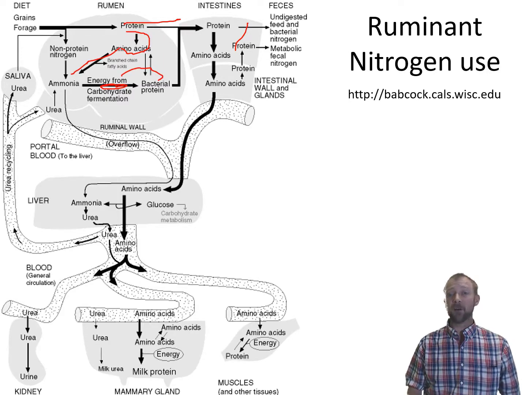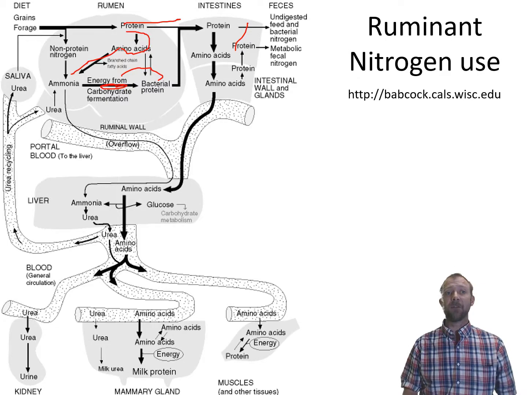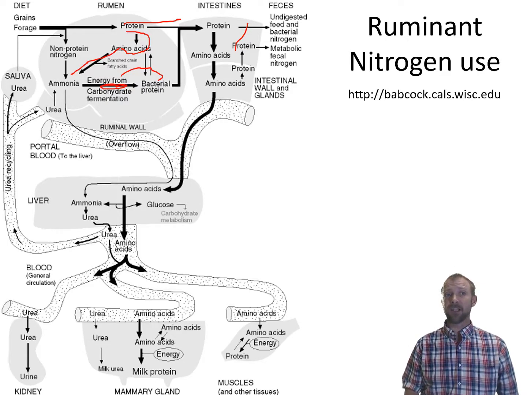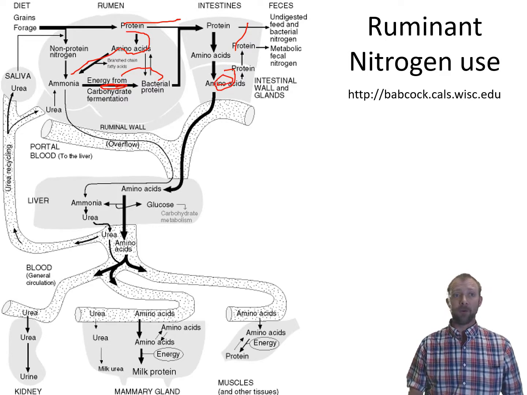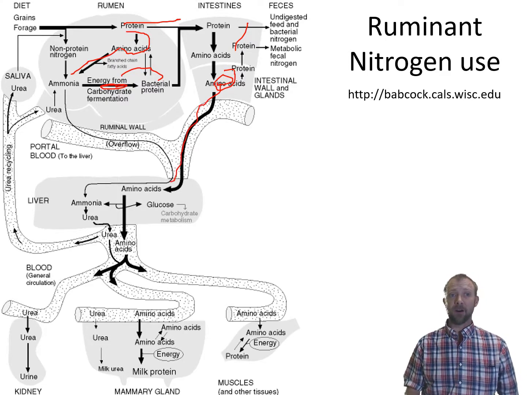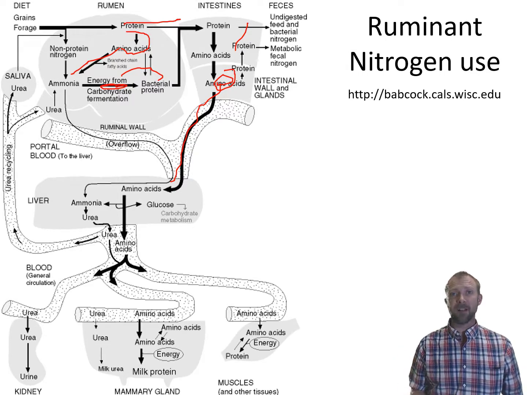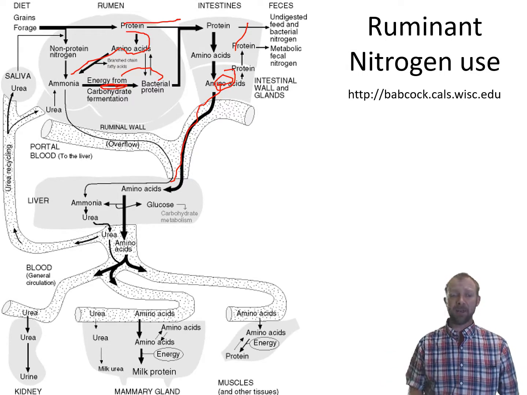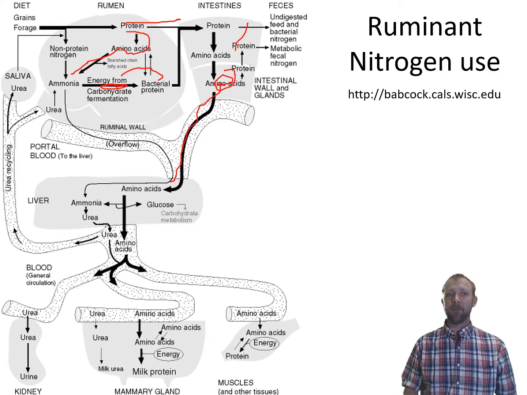And then that bacterial protein, when those bacteria die, gets brought to the intestines where it's digested down to the amino acids, and then those amino acids are absorbed and they can go through into the liver, through that portal vein again. If there's proteins that are bound up in things like ADF or in lignin that cannot be digested, those will be undigested and go right through into the feces.